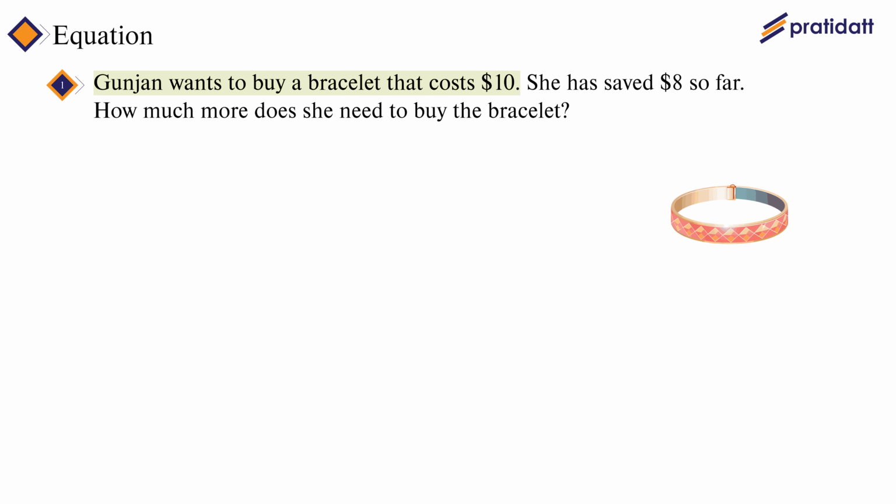Gunjan wants to buy a bracelet with the cost of $10. Now we have the total amount of $10. This is the right hand side of the equation, that is 10. Now focus on the next sentence, that is, she has saved $8 so far. She has saved $8 for the bracelet. This will be on the left hand side of an equation.